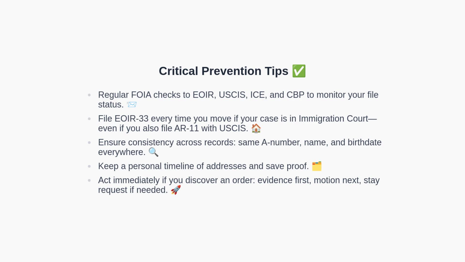Key prevention strategies include performing regular FOIA checks across EOIR, USCIS, ICE, and CBP, filing EOIR 33 with the court whenever you move, and also using AR 11 for USCIS when appropriate. Maintain consistency across all official records, including A number, name, and birth date. Keep a personal timeline of addresses and maintain documentary proof. If you discover an order, act immediately. Gather evidence, file the motion, and consider requesting a stay of removal.